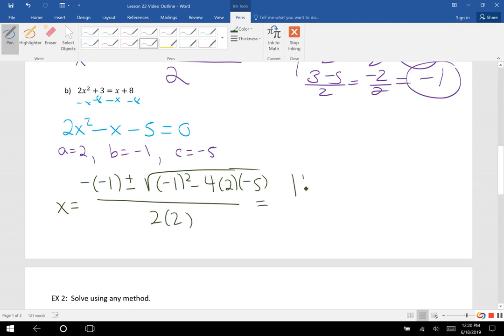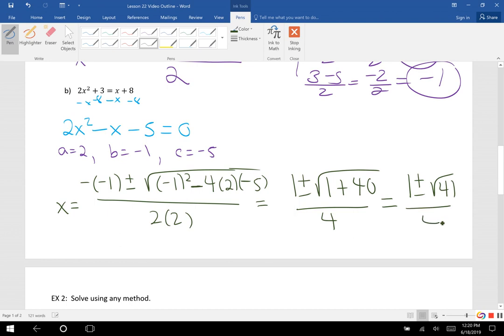So that would be a positive 1 plus or minus 1. Once again, we got a minus and a minus, so that becomes a plus. 4 times 2 times 5 is 40, all over 4. Or 1 plus or minus square root of 41 over 4. 41 is not a perfect square. It doesn't have any perfect square factors. So that would be my final answer.